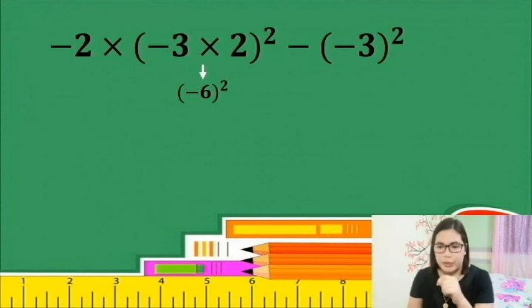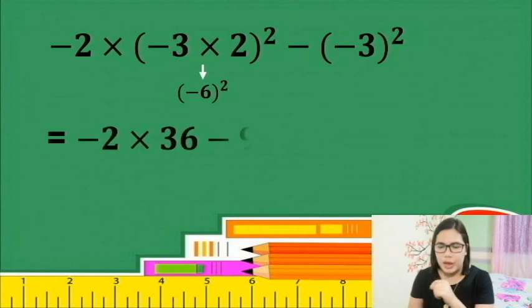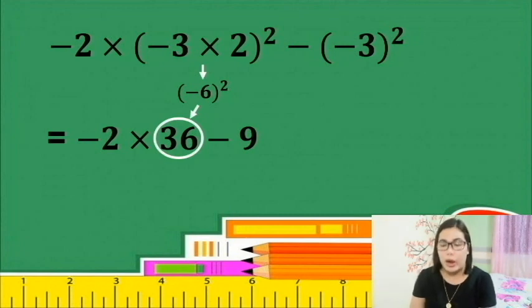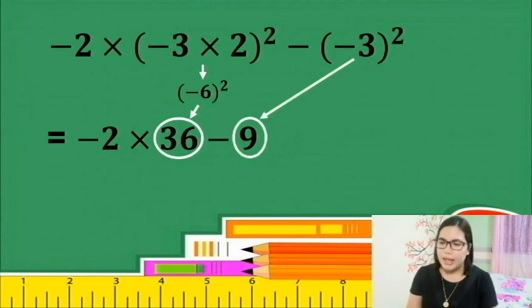So, you have negative 2 times 36 minus 9. Asa gikan si 36? Of course, ni negative 6 squared. Negative 6 times negative 6 is equal to 36. Asa man gikan si 9? 9 gikan diri ni negative 3 squared. Negative 3 times negative 3 is equal to positive 9.